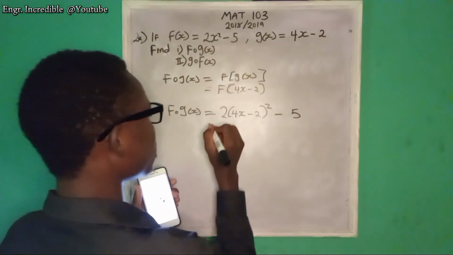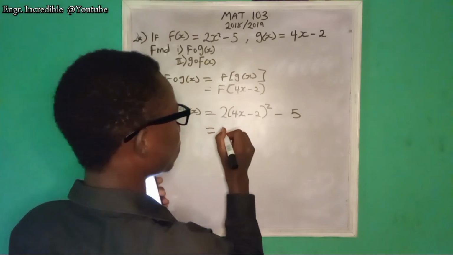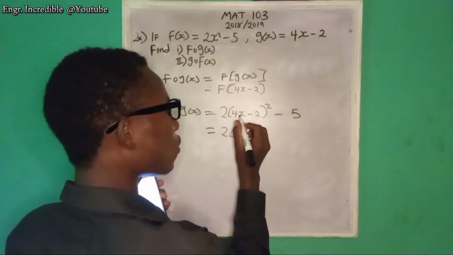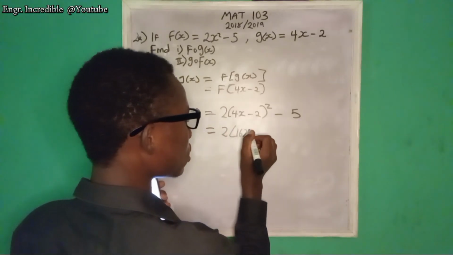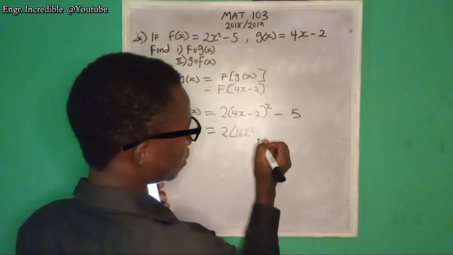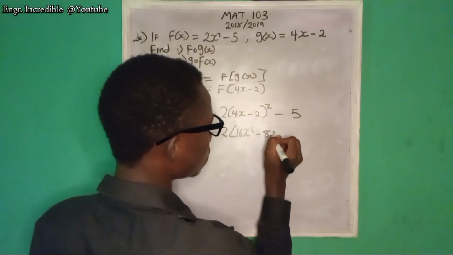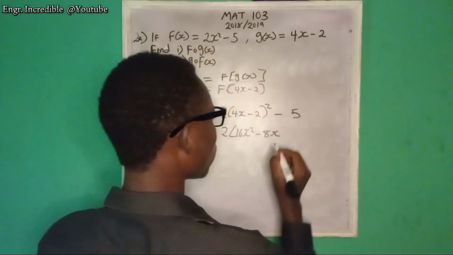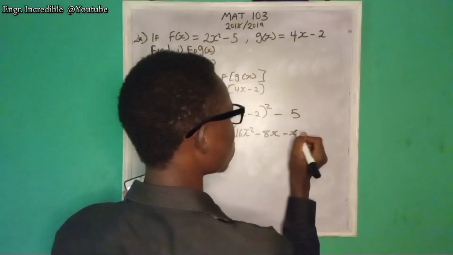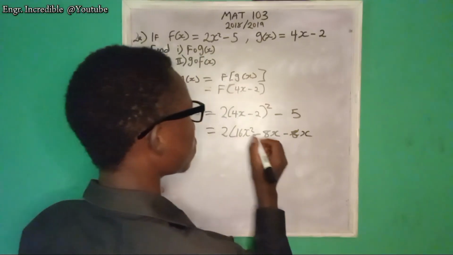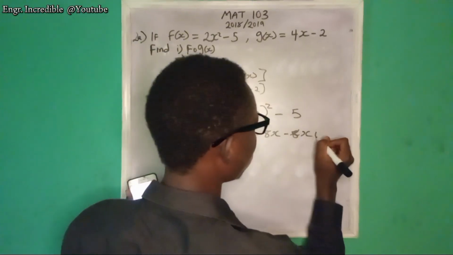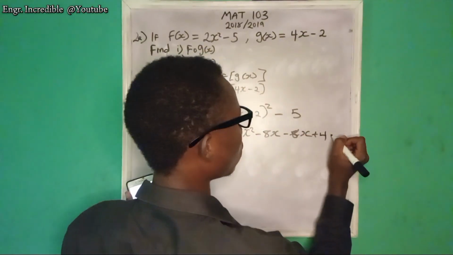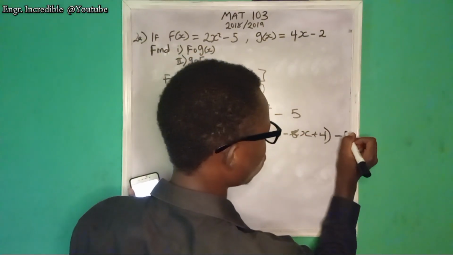So we try to expand this. We have 2 in brackets: 4x times 4x is 16x squared, 4x times minus 2 is minus 8x, minus 2 times 4x is minus 8x, minus 2 times minus 2 is plus 4. Then we close the bracket, and we have minus 5.